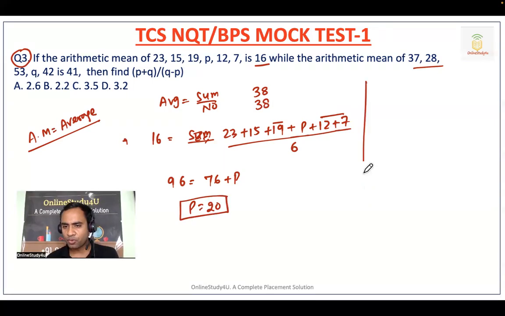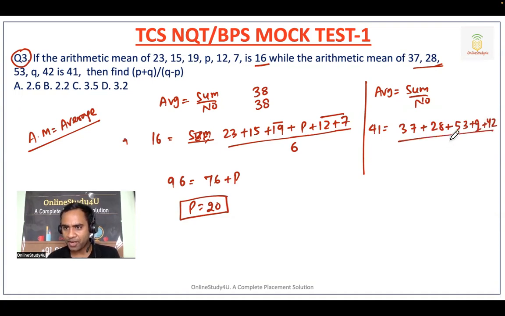Okay, now again, one more arithmetic mean. So average will be equal to sum by number. Average they have given is 41, and sum is 37 plus 28 plus 53 plus q plus 42, right?